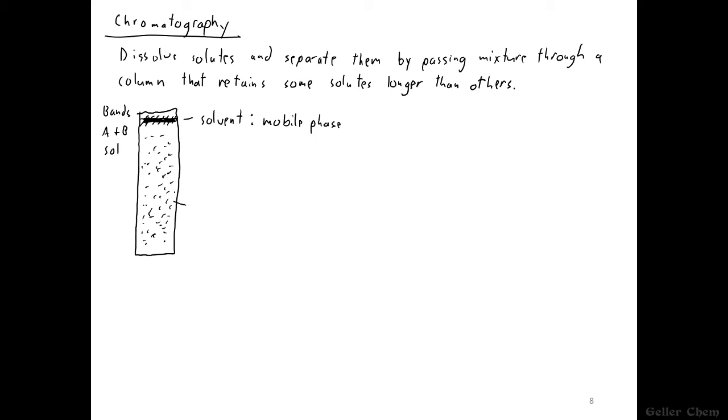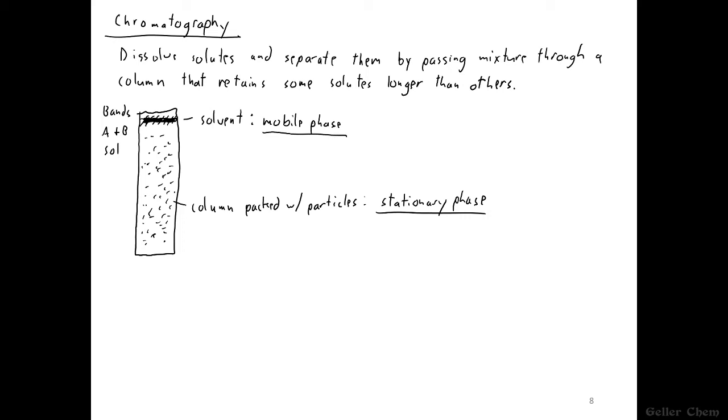So we call these particles, the column packed with particles, the stationary phase. Because they don't move. They're just sitting in that column interacting with the solutes, whereas that solvent is actually being flowed through the column and is trying to get those solutes out. Hence, again, we call it the mobile phase.